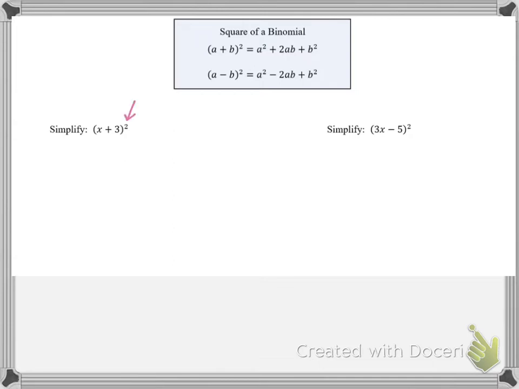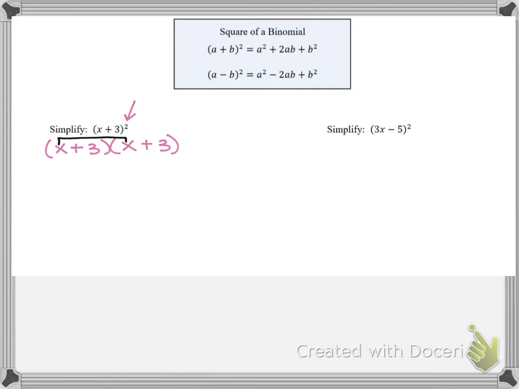So since I'm squaring the binomial x plus 3, I could think of this as the product of x plus 3 times x plus 3. Now, I don't have to use the pattern. The pattern is more efficient later on. You'll see that. But for right now, I could just distribute and use the distributive property, or what some of us like to refer to as the FOIL method, F-O-I-L.